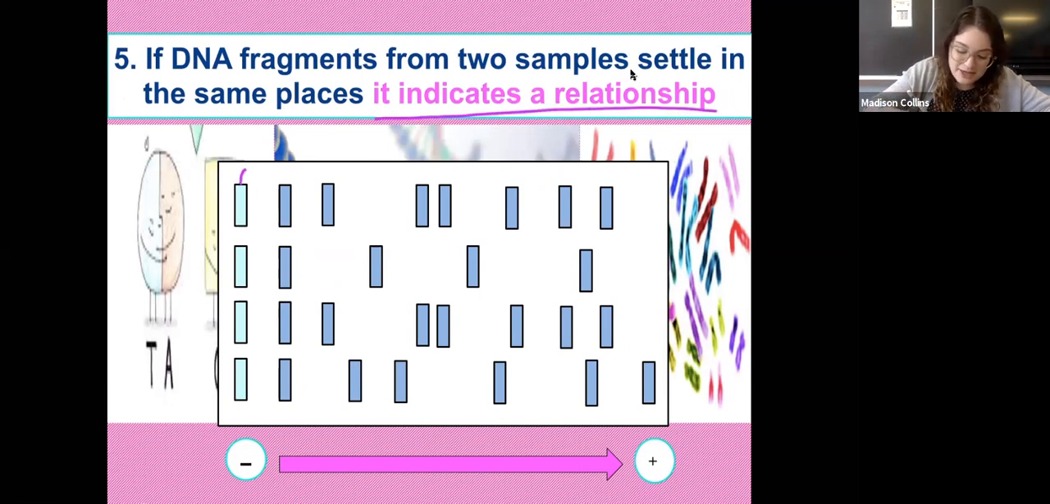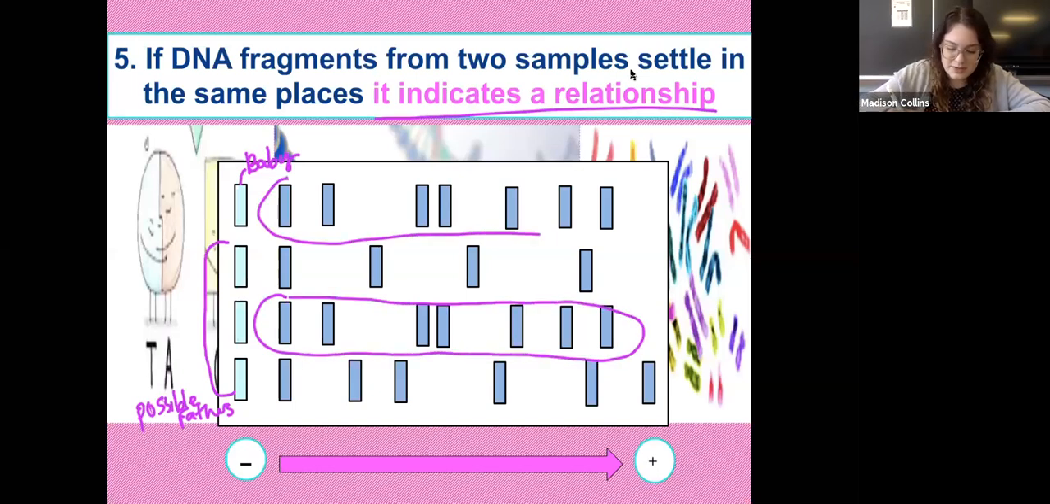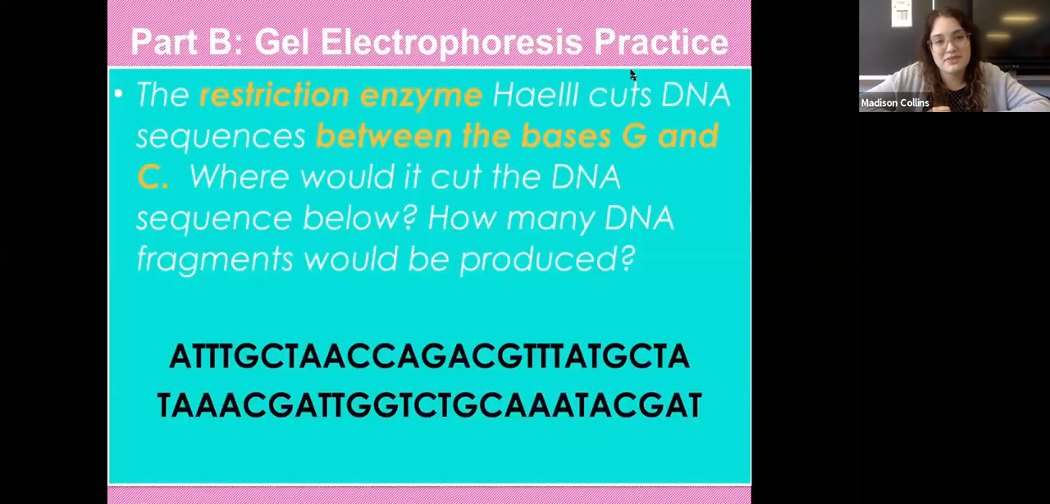So again, if this is our baby sample right here, and these are possible fathers, you're going to look for similarities between the two samples. So looking at our similarities, I actually see that these samples are pretty much identical to this baby's sample right here, right? We see that they have this fragment in common, etc., right? So those similarities indicate a relationship, which would mean that this guy is the father. All right. Now I've got some practice questions for you to go over.